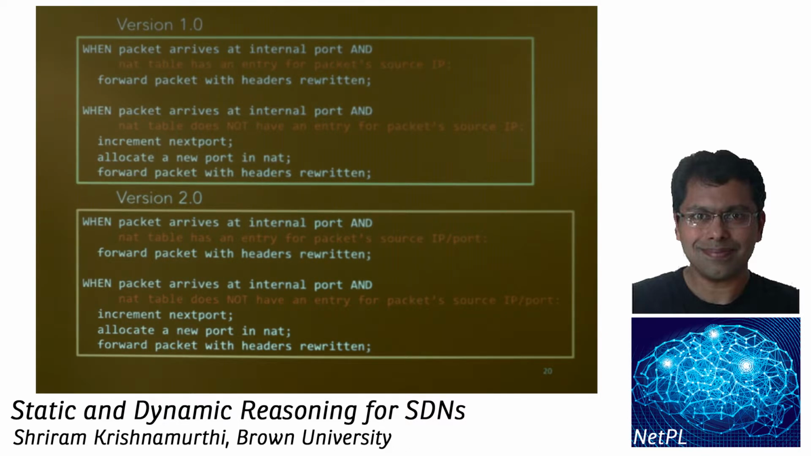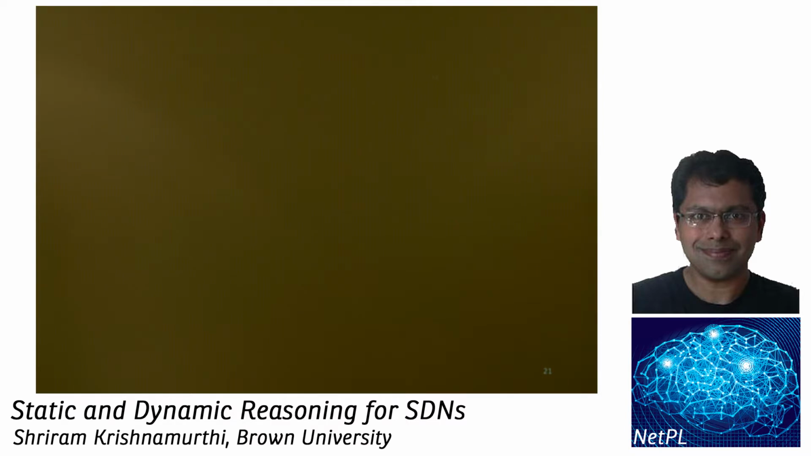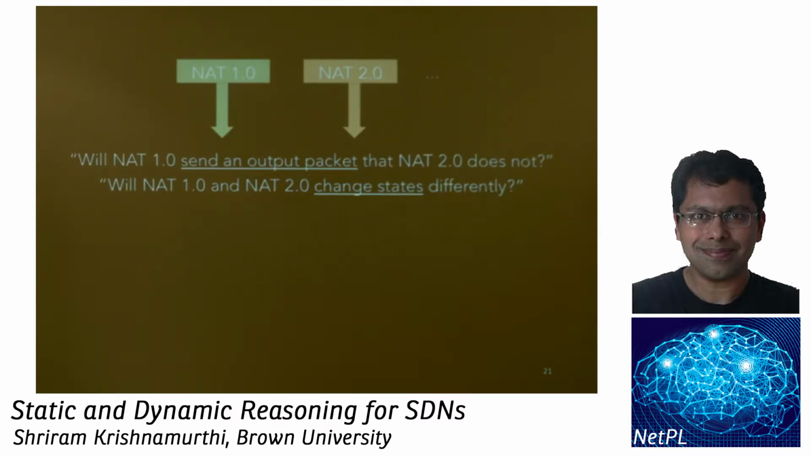Am I only remembering the IP address, or am I remembering the IP address and the port of the message that's trying to be sent? So what I can do with a differential analyzer is I can ask questions along the following lines. I can ask about the behavioral difference in terms of packets, and I can ask for the behavioral difference in terms of program state. So I can ask, will NAT 1.0 send an output packet that NAT 2.0 does not? Or I can ask, will NAT 1.0 and 2.0 change states differently? Those are basically the 2 ways you can observe differences, either in the packets or in the state.